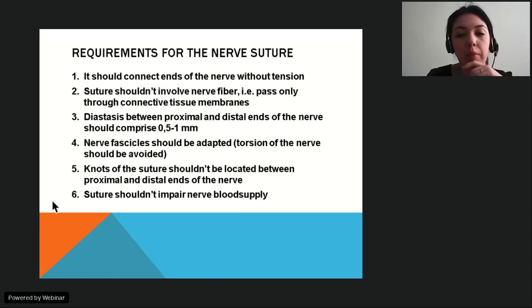Knots of the suture should be located laterally, because if they are located between proximal and distal ends, they serve as a barrier between them, and so it creates a condition for formation of neuroma. And suture of the nerve shouldn't impair its blood supply.